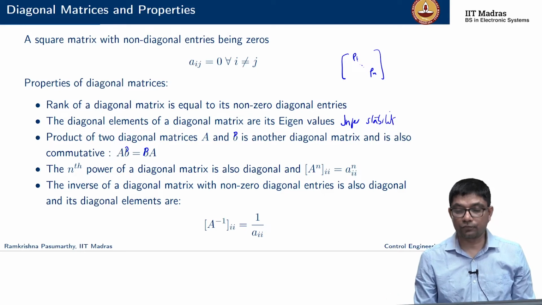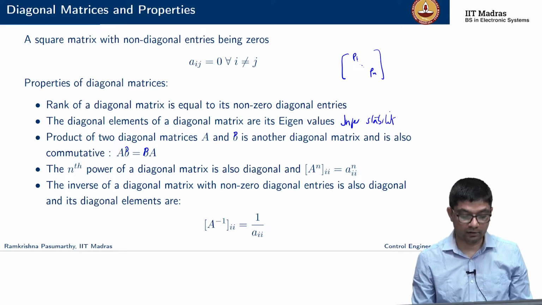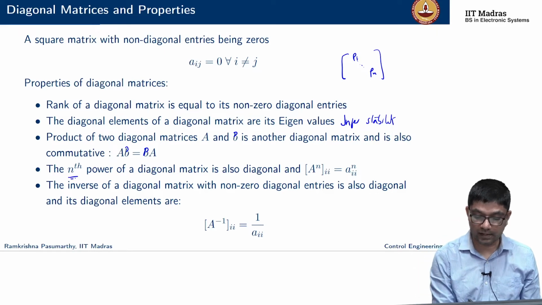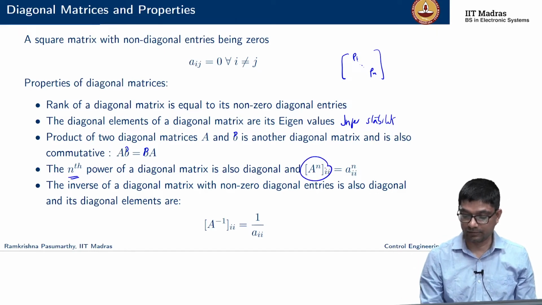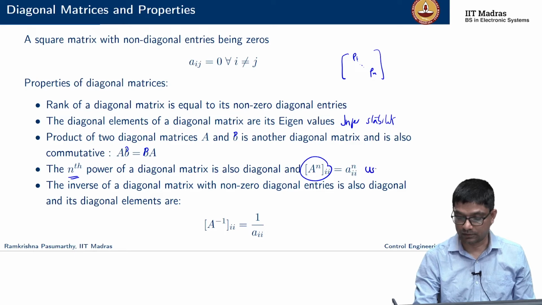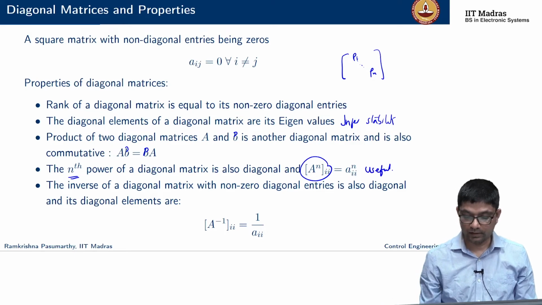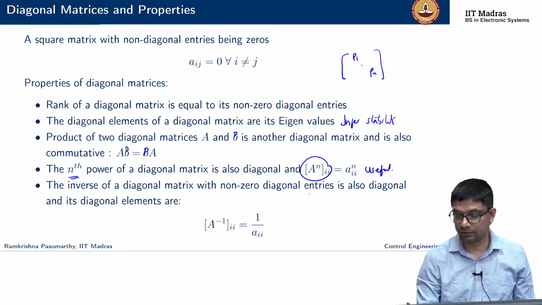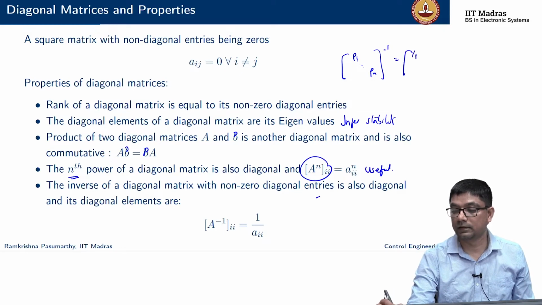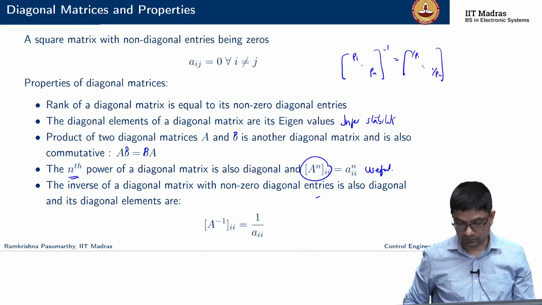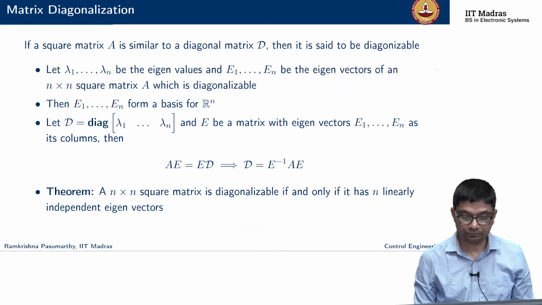Okay, and the product of two diagonal matrices is also a diagonal matrix. The nth power of a diagonal matrix is also a diagonal matrix. We will see why this is very useful to us. And the inverse: if I have P1 till Pn, the inverse of this will simply be 1 over P1 till 1 over Pn. This is also fairly straightforward.